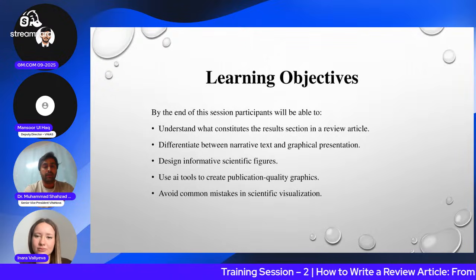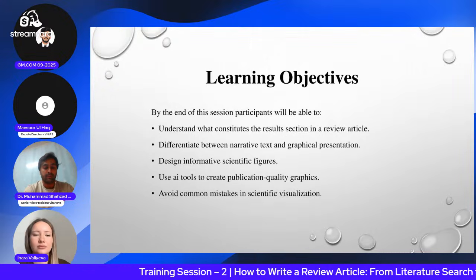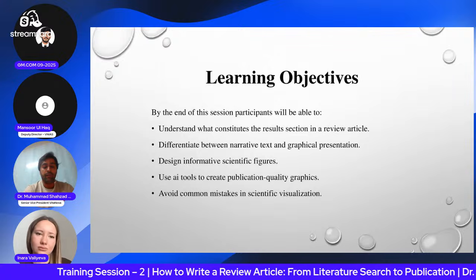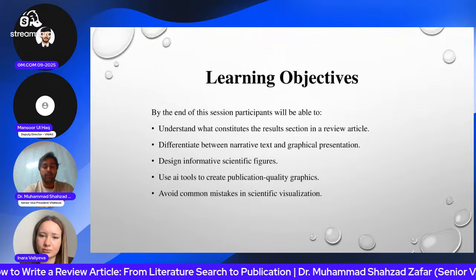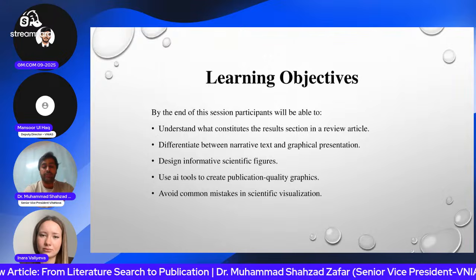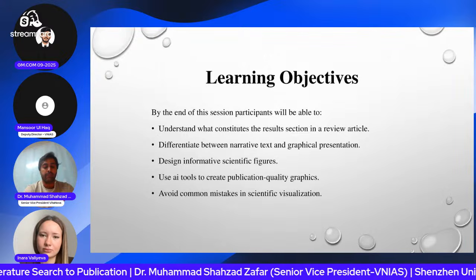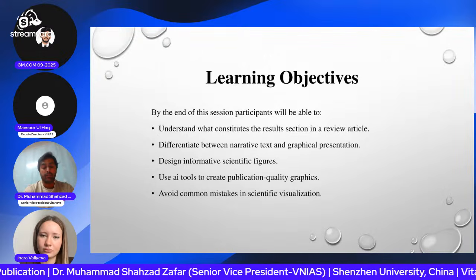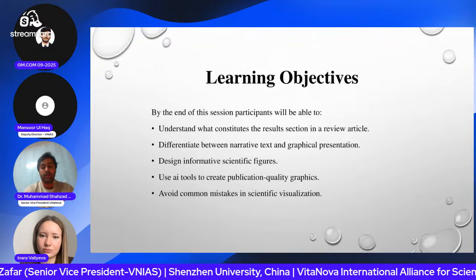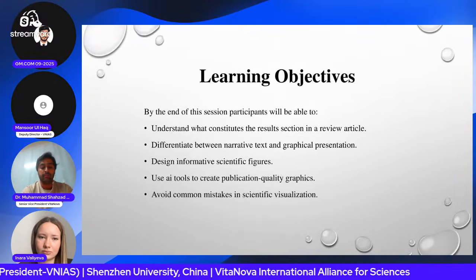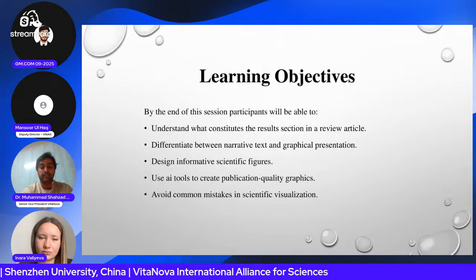In simple terms, I want to give an example. Imagine reviewing 50 papers. If you are going to review 50 papers, and we describe all 50 studies in paragraphs, the reader may become confused. But if we organize the major findings into one table or diagram, the pattern becomes much easier to understand.